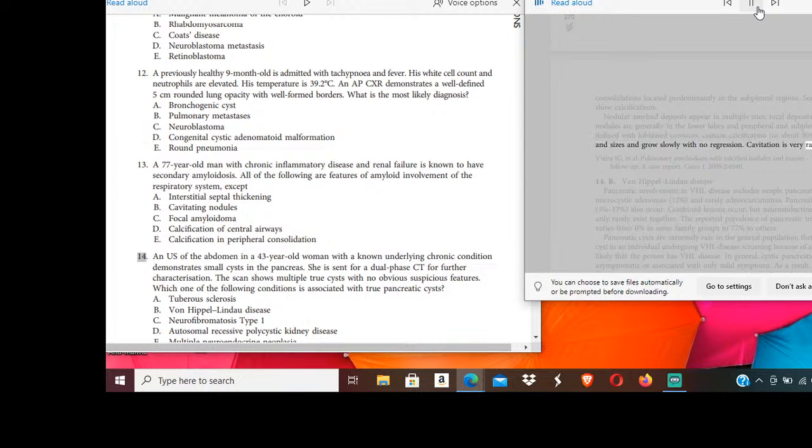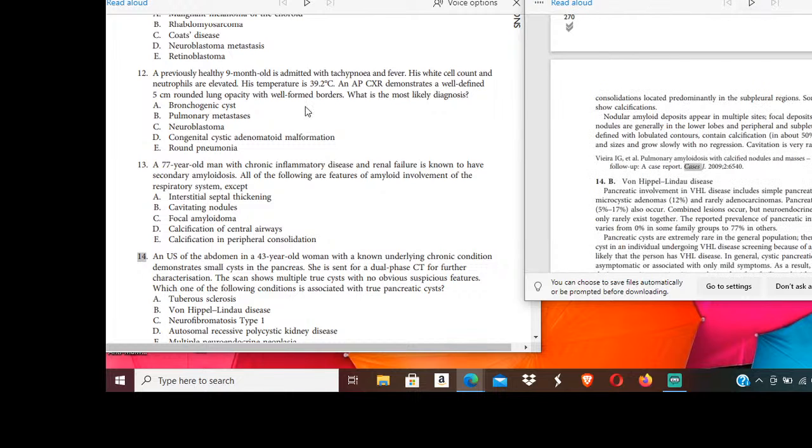Cavitation is very rare. Vieira IG, et al. Pulmonary amyloidosis with calcified nodules and masses: a 6-year computed tomography follow-up. A case report.